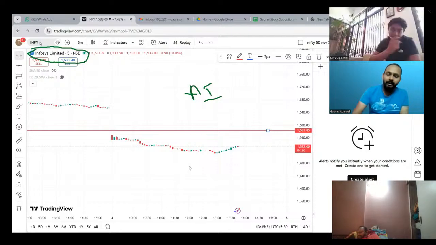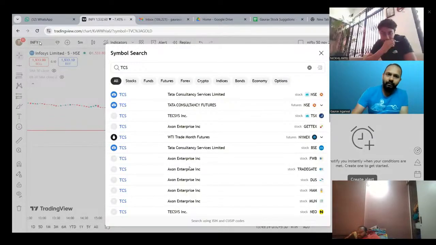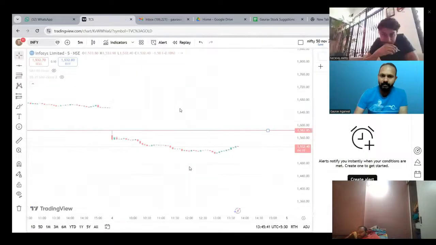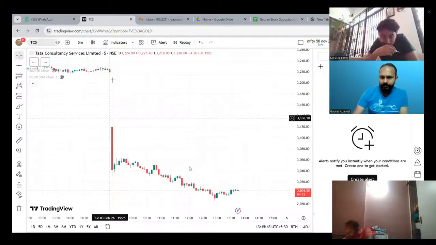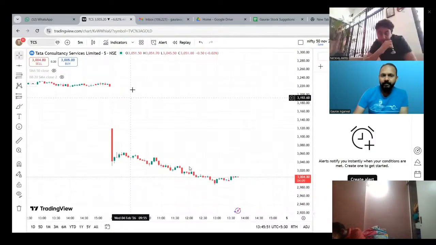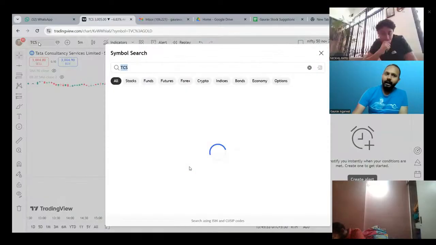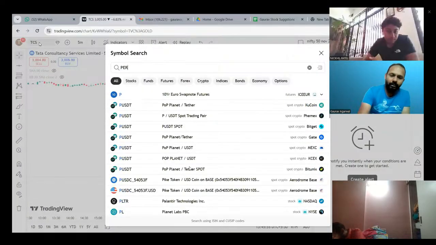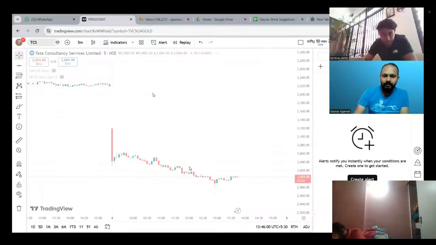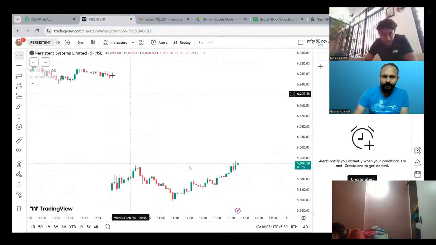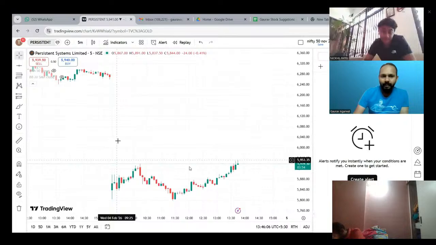Okay. And similarly, if you see one more IT stock, Tata Consultancy Services, this stock also opened a gap down today. See. Oh wow. Okay. Yeah. So all the IT stocks here in India opened as gap down today. See. Oh, that's a very big gap for a 5-minute chart.